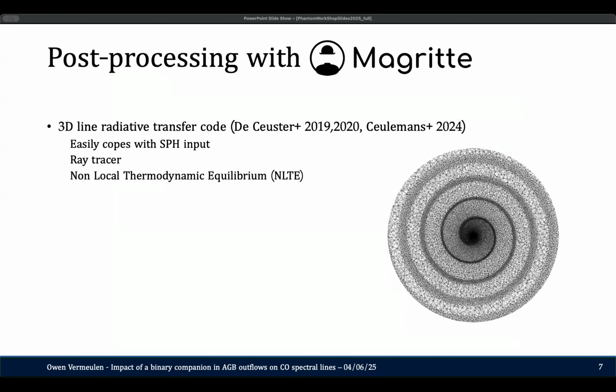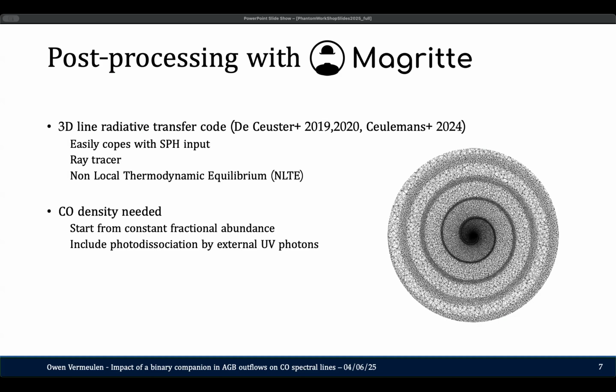To create the spectral lines, I've used Magritte. So Magritte is a 3D line radiative transfer code that is also developed at the KU Leuven. And it can easily cope with SPH models as input. It just needs a point cloud with nearest neighbor information. And so we can represent essentially the mesh like this. And it's a full ray tracer. So for every point in this mesh, it will trace rays in all different directions and solve the radiative transfer equation along those rays, also assuming NLTE, so non-local thermodynamic equilibrium. So it has to do this iteratively until the radiation field has converged.